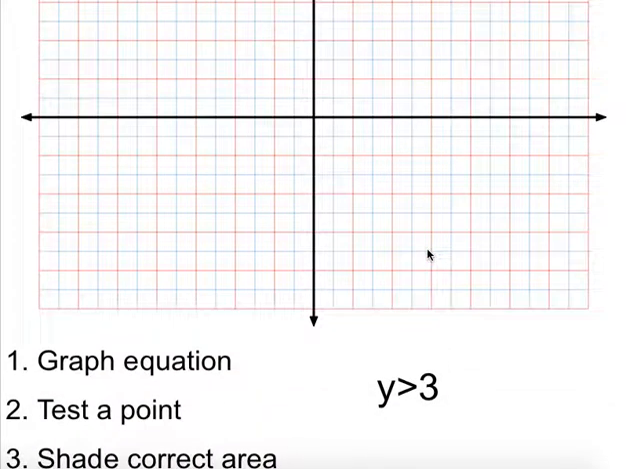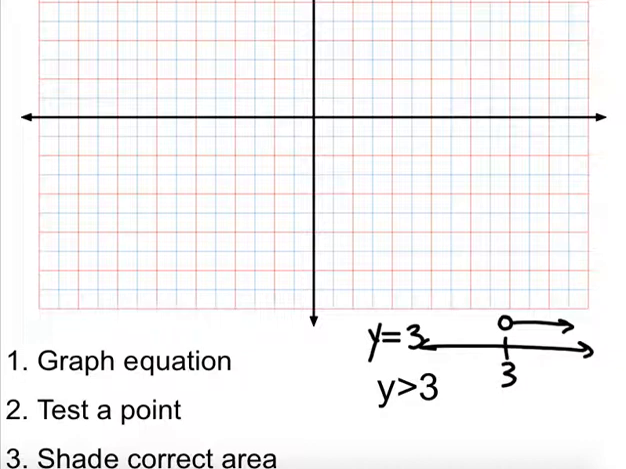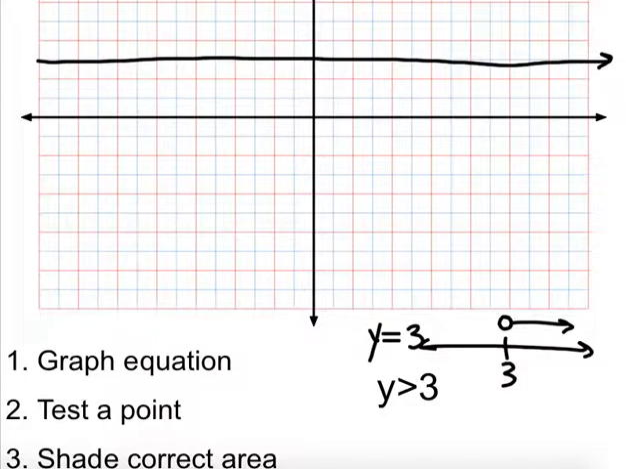y is greater than 3. Now, when you would normally look at this, you would probably say, you know what, this would go on a number line as 3, open dot, going to the right. But since we're on a coordinate plane, if I were to graph the equation y equals 3, that would be a horizontal line where y equals 3. Okay, that would be our equation line.